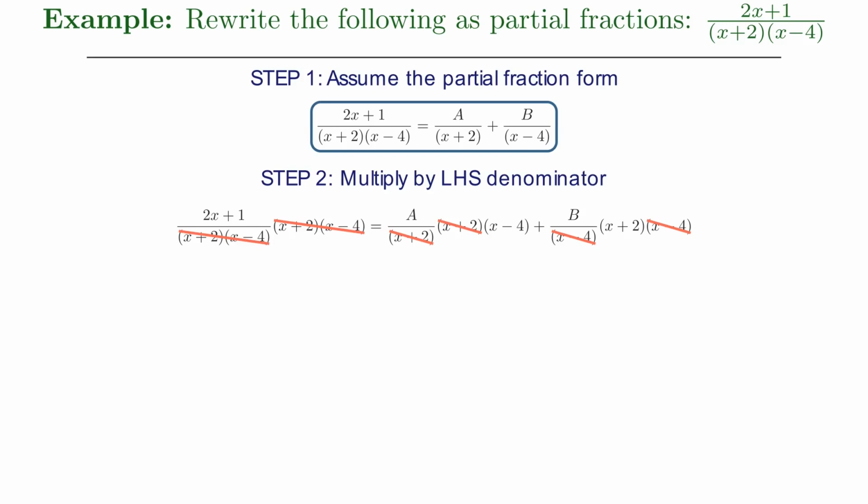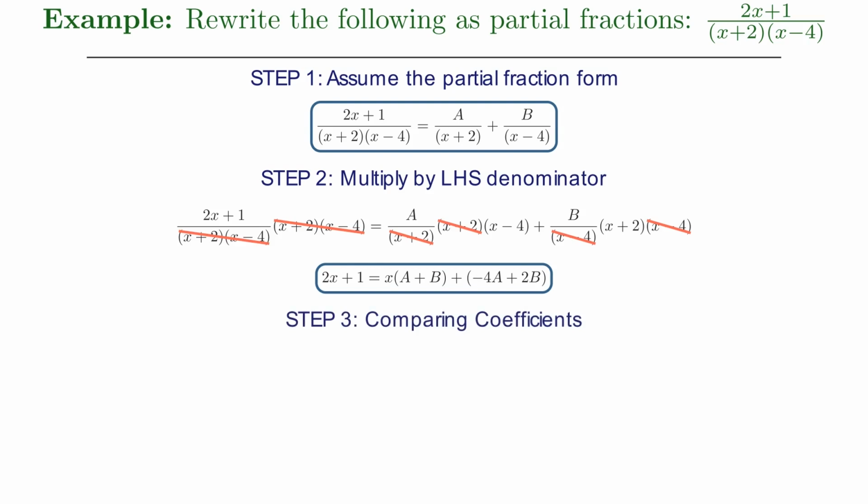So collecting like terms on the right-hand side, we can rewrite this as 2x + 1 = x(A + B) + (-4A + 2B). And now we want to compare the coefficients. So on the left-hand side, the coefficient of the x is 2, and this has to be equal to the coefficient of the x on the right-hand side, which is A + B. This gives us the equation 2 = A + B.